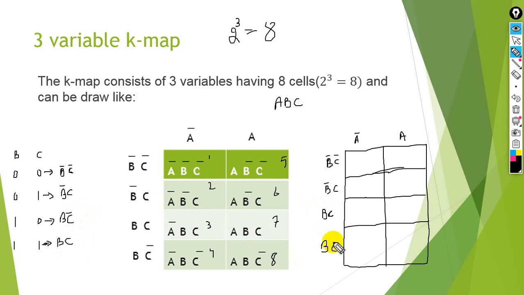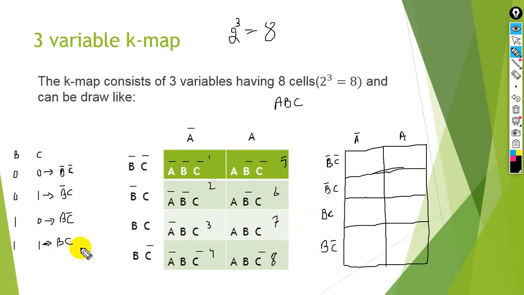So I bring BC on the top and BC bar down below the BC. Okay, so this is the sequence of writing the two variables on the side of the Karnaugh map. Okay, now the sequence is set. You should keep in mind that BC goes on top and BC bar comes down.